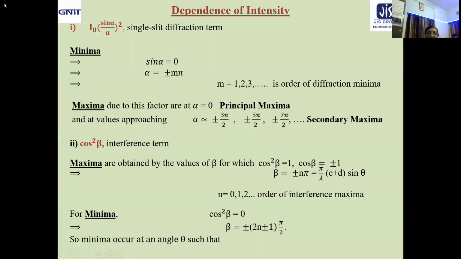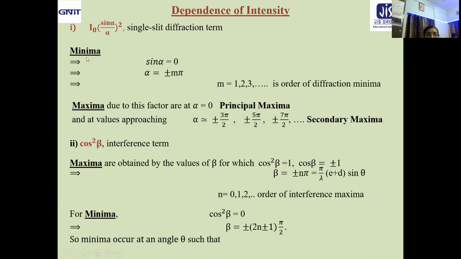Let us now come to the dependence of intensity. First is already mentioned, I0 sine squared alpha by alpha squared. That is the single slit diffraction term. Its positions of maxima and minima we already mentioned.